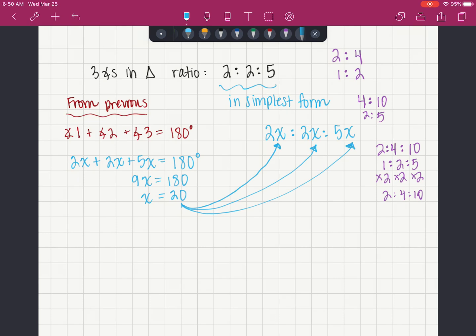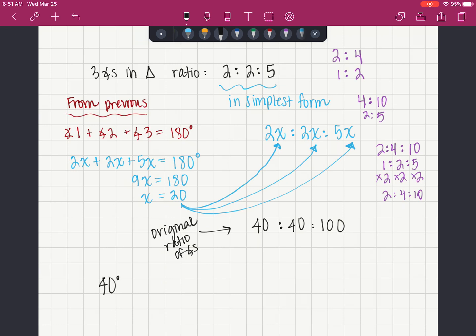So 2 times 20 is 40. 2 times 20 again is 40. And 5 times 20 is 100. So that's what the ratio started at. That's the original ratio of the angles. You just simply take the angle measures, 40 degrees to 40 degrees to 100 degrees, and then they reduced it down to 2 to 2 to 5.